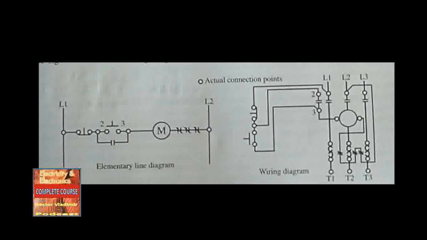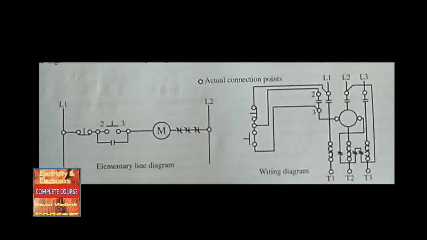Figure 2-25 is a comparison of an elementary line diagram and a wiring diagram. This illustration shows the operation of a typical stop-start motor control system. The elementary line diagram on the left is similar to a schematic. It is used primarily in industrial processes to illustrate how a system's electrical controls relate to each other.